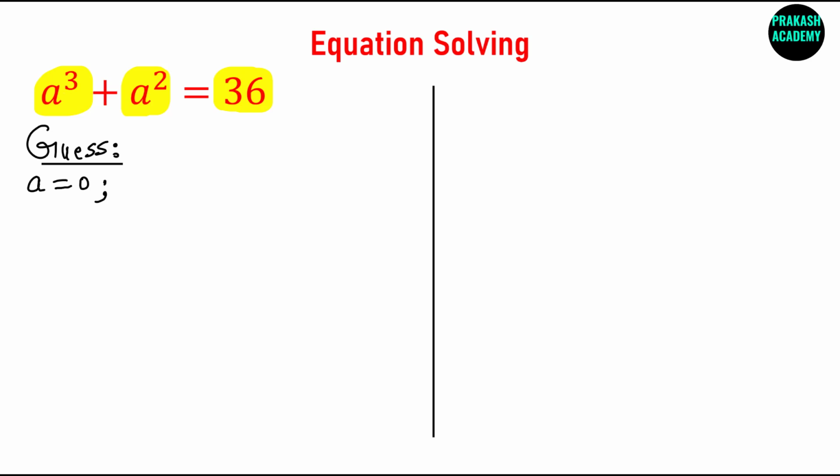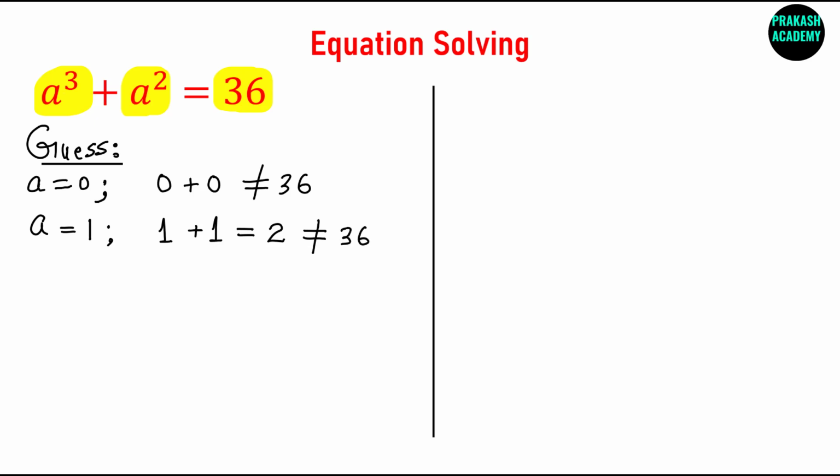So if you put a equals to 0, 0 cube is 0, 0 square is 0, but this is not equal to 36. So this means a is equal to 0 is not a solution of this equation. Now consider a is equal to 1. So 1 cube is 1, 1 square is 1, which is equal to 2, and this is not equal to 36. This means this also does not satisfy the equation.